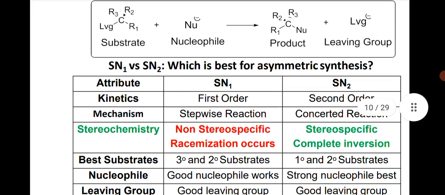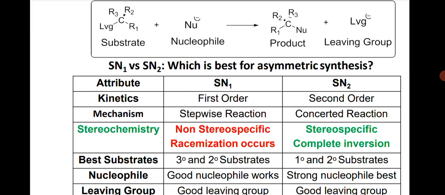Now we talk about the stereochemistry. Stereo means with respect to space. SN1 reactions are not stereospecific. Racemization occurs, meaning 50% inversion and 50% retention of configuration takes place.